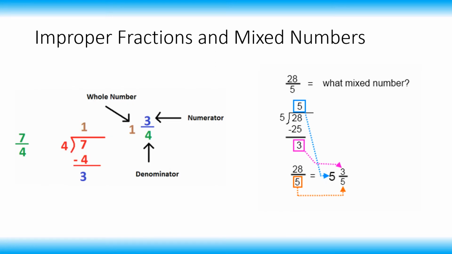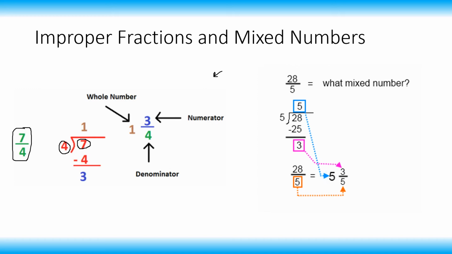So here's an example, just a couple of examples in fact, of converting an improper fraction to a mixed number. What we've got in this example on the left here is 7/4 as the improper fraction. So we write it out as a long division problem. Here's the 7, here's the 4. So we write it out like that, 7 divided by 4.